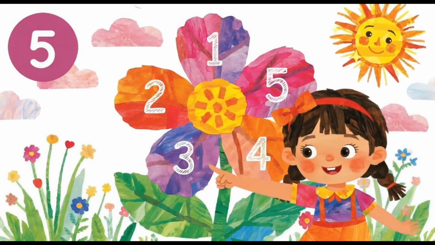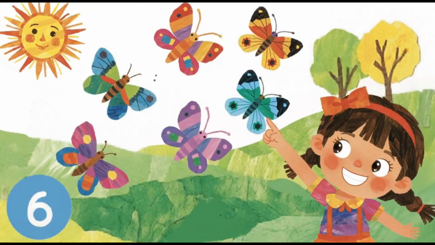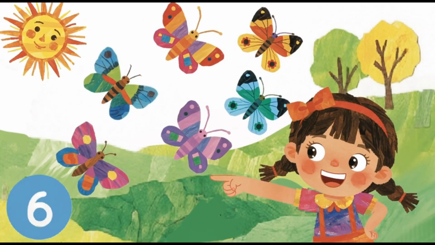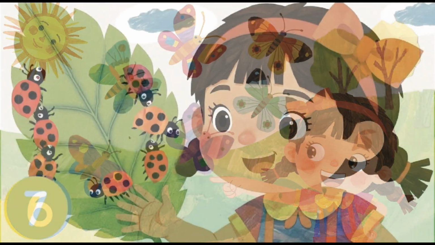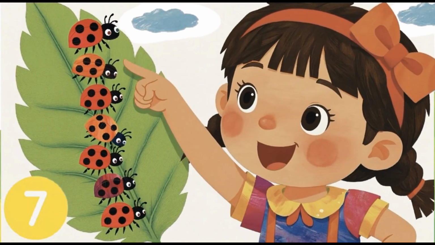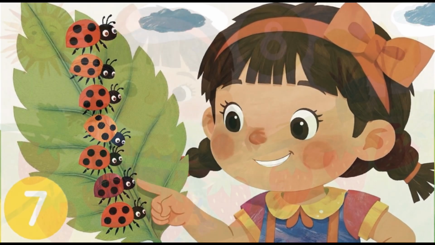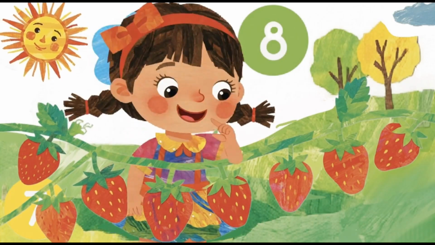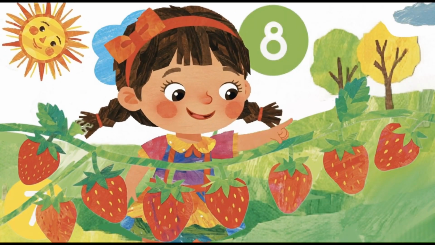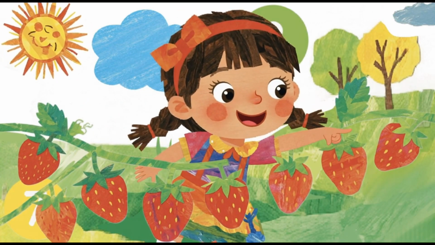5 is for the petals on a pretty flower. 6 is for the butterflies with counting power. 7 is for the ladybugs sitting in a line. Wiggle 7 fingers on your arm. 8 is for the berries growing on a vine. Wiggle 8 fingers like hanging berries.